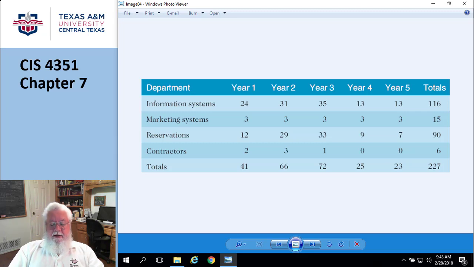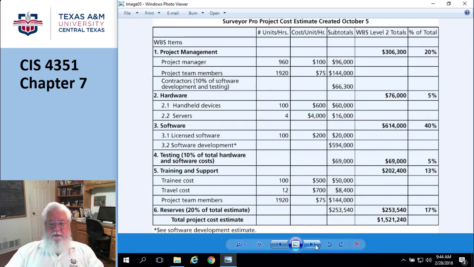And then they automated the estimate so they could easily make changes to it. That kind of makes sense. Okay. So here's this figure. Here's their WBSs. For project manager, he's going to spend 960 hours, and that's his unit cost. And so we total these things up. This is a pretty good way of coming up with a cost estimate for this Surveyor Pro project. Okay, cool.